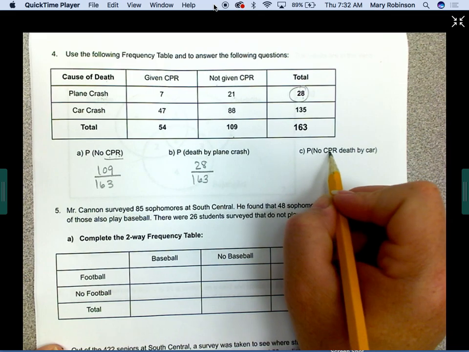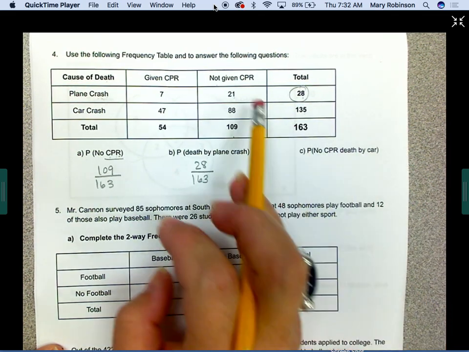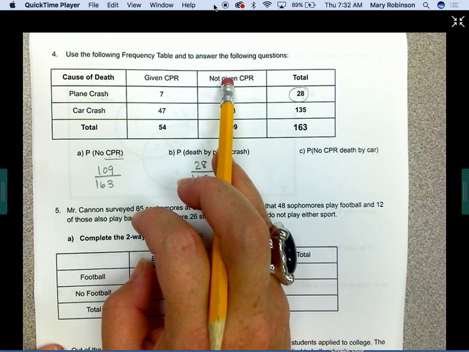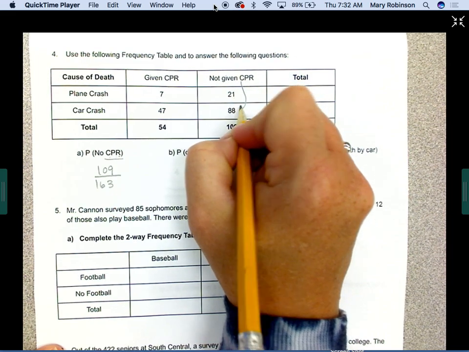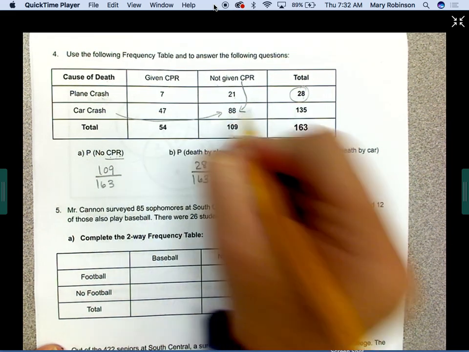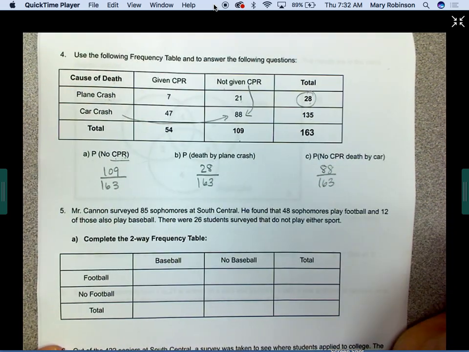Next, we are asked no CPR, death by car. So that means we need to find the intersection of not CPR and death by car. So not CPR, death by car, that's 88. So 88 out of 163.